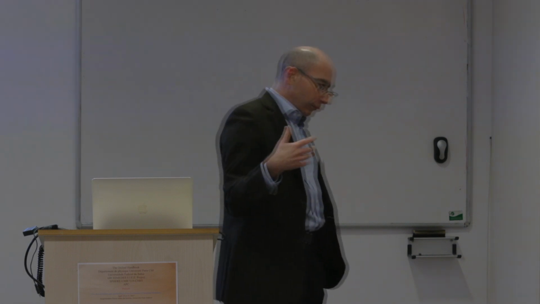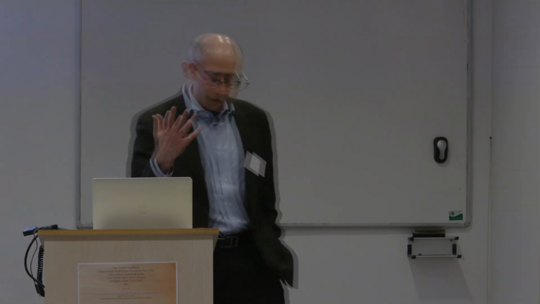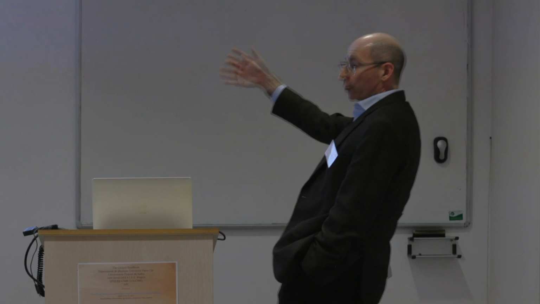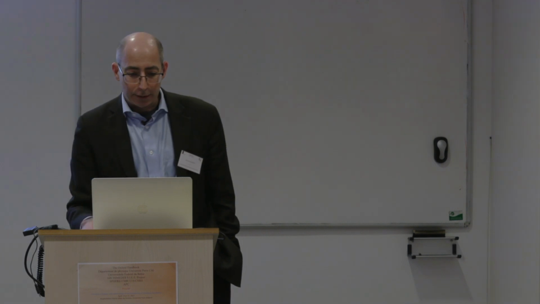And by Bayes' theorem, if you ignore the possibility that the choice of lambda could have been conditioned on the choice of measurements to perform, that's equivalent to having assumed that the choice of measurements to perform had no possible correlation with the properties of the particles. And Bell concedes this point, again, in this early debate, where he says it had been assumed in his original derivation that the settings of the instruments are in some sense free variables, that's where the name comes from, at the whim of the experimenters, or in any case not determined in the overlap of the past light cones.